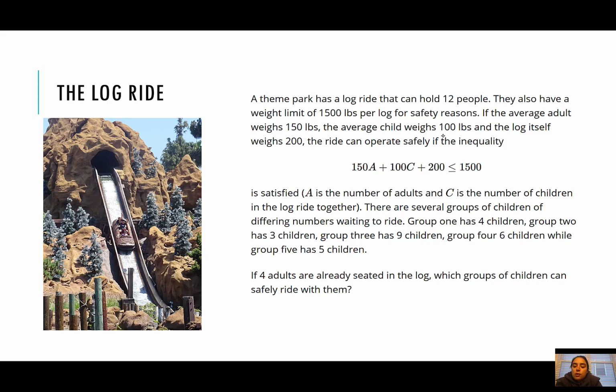There are several groups of children of differing numbers waiting to ride. Group 1 has 4 children. Group 2 has 3 children. Group 3 has 9 children. Group 4 has 6 children, while Group 5 has 5 children. If 4 adults are already seated in the log, which groups of children can safely ride the ride? I would like you to pause now and go ahead and write down things you notice and wonder.